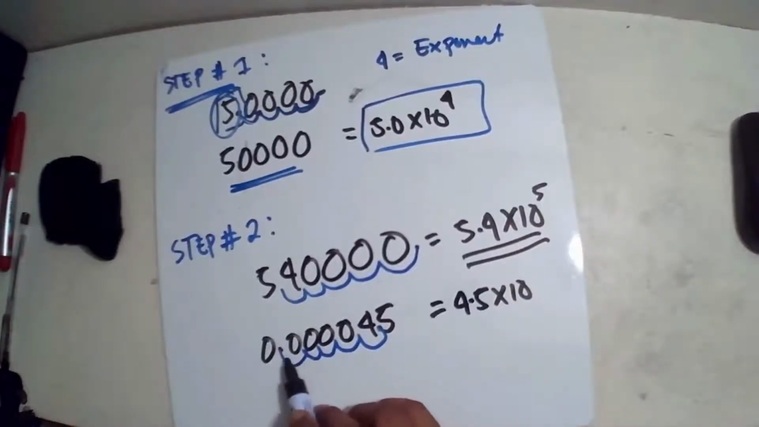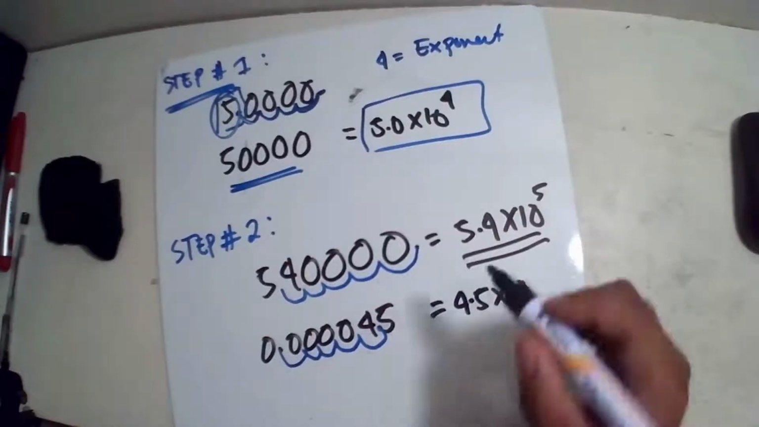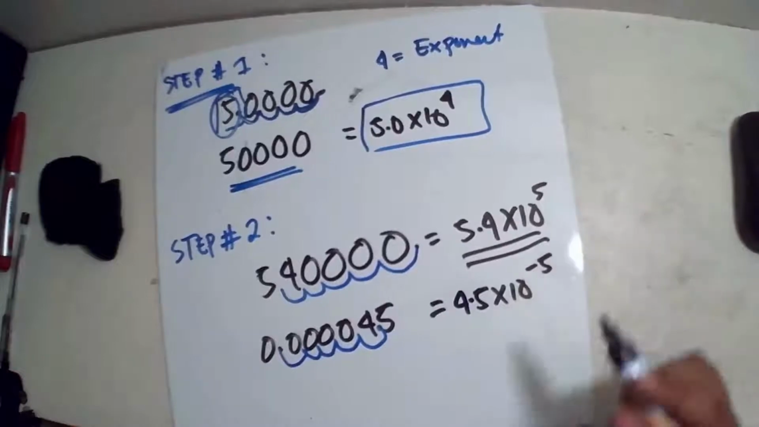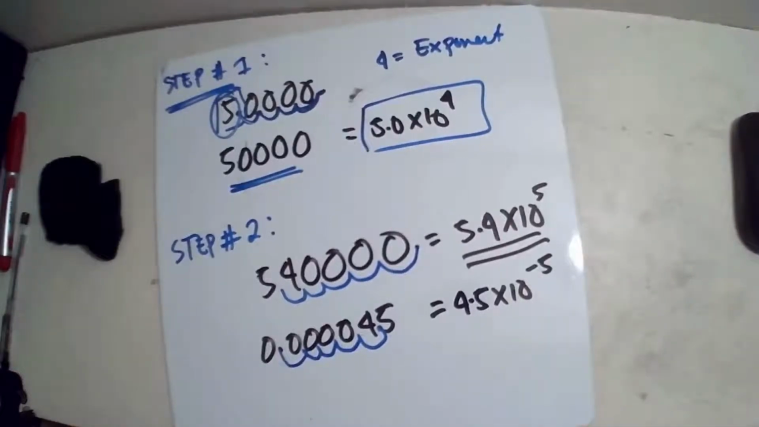1, 2, 3, 4, 5. 1, 2, 3, 4, 5. We have negative 5. Why negative 5?